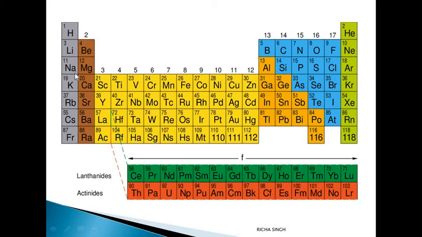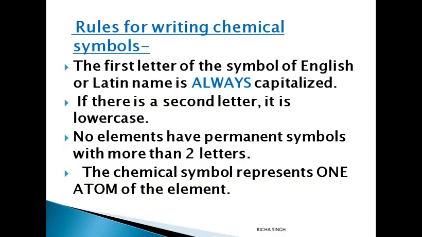But for sodium, we write Na. Why? Because it has been taken from its Latin name, natrium. Potassium is K. We are not writing P, because P is for phosphorus. K because the Latin name is kalium. So these things also have to be kept in mind. These are some of the rules for writing the symbols.